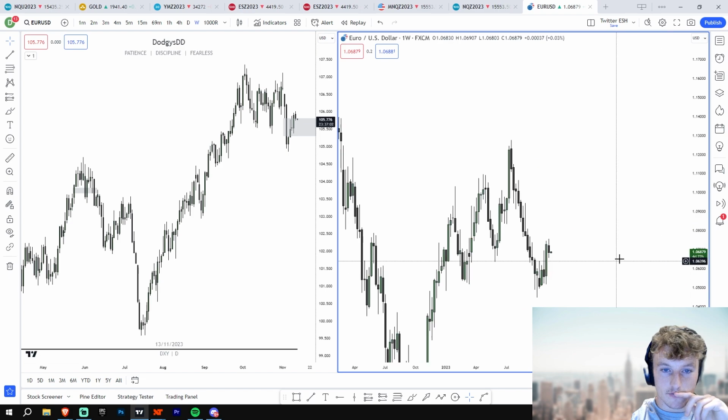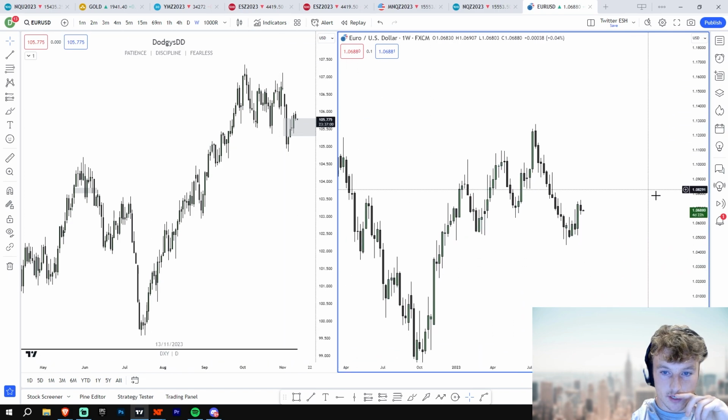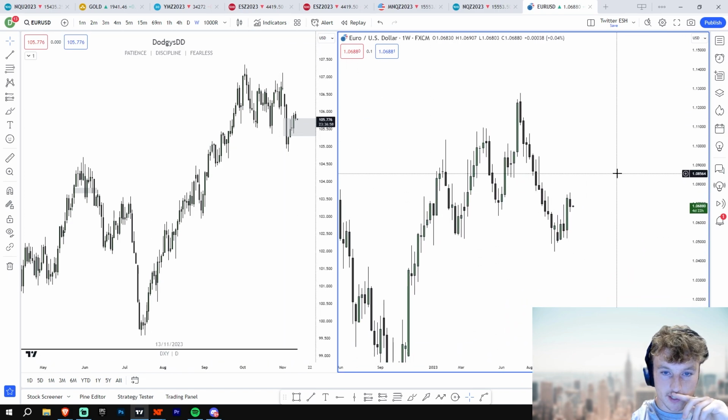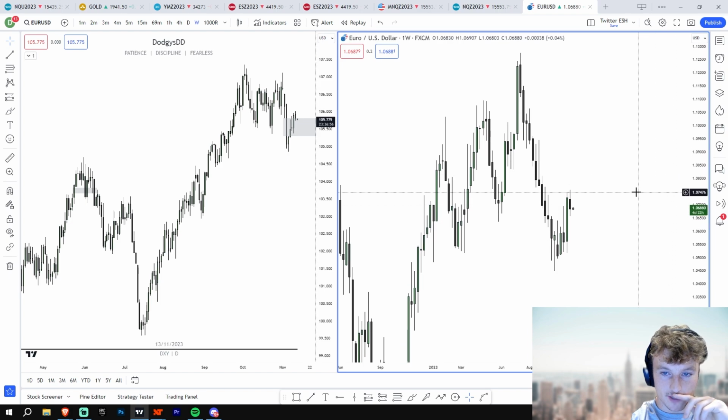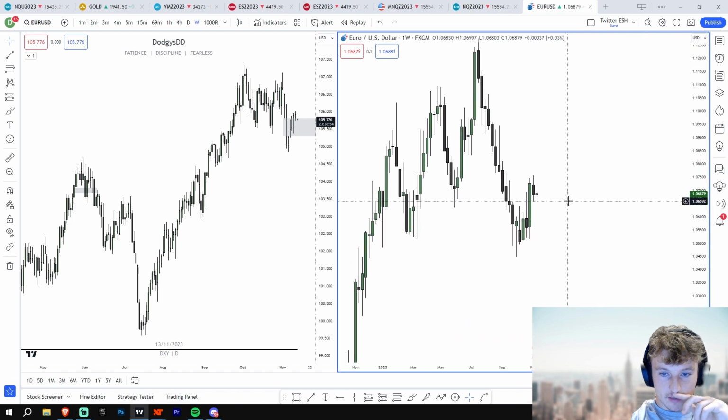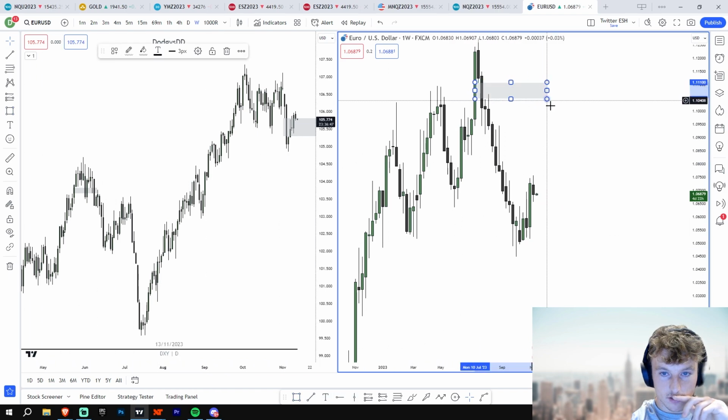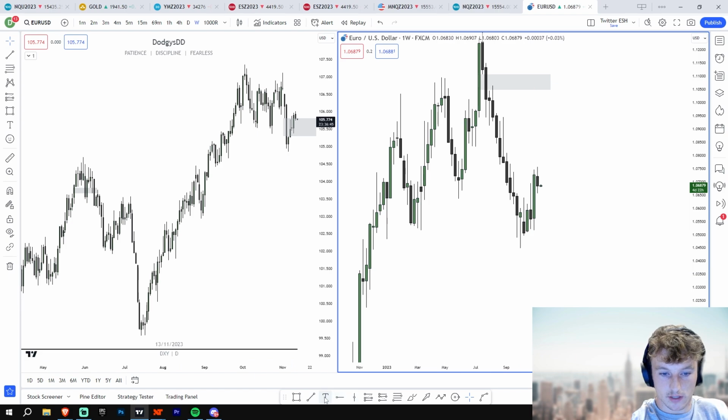So Euro, if I go to the Euro weekly, is it easy to maybe predict the weekly here? No, not at all. Why? Because we're not in any important areas right now. There's no fair value gaps here in this whole leg until this one right here. And you can see we just took a bunch of lows here.